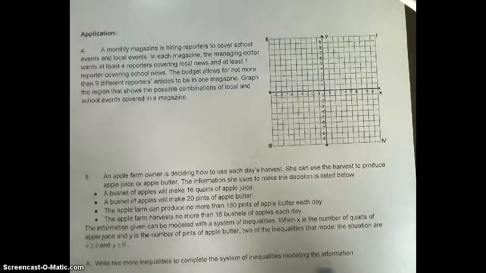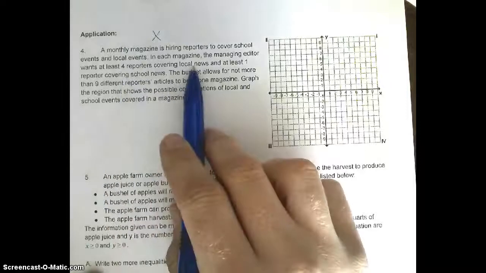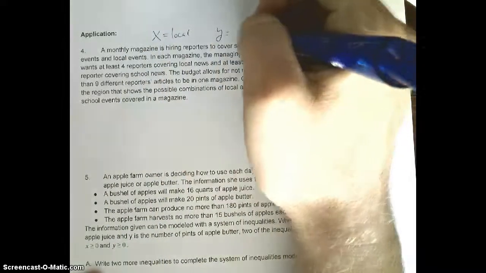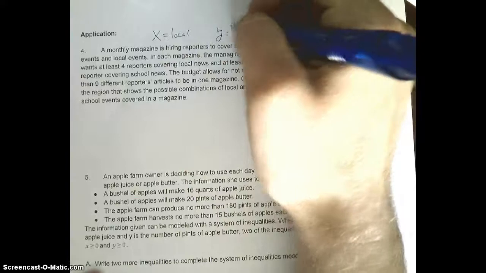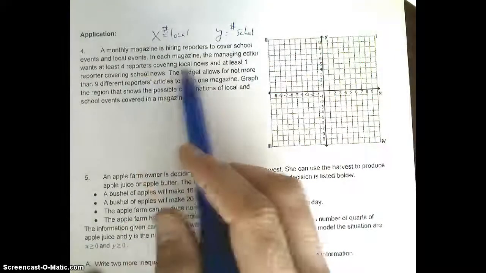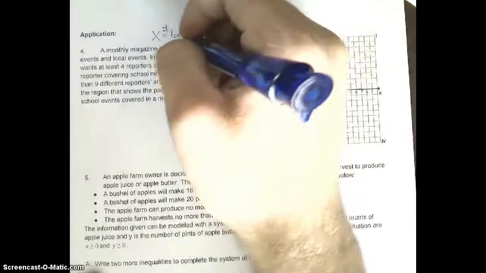So here we go. I'm going to call x local and y school news. So those are the two things I'm talking about: x is the number of reporters for local, and y is the number of reporters for school.